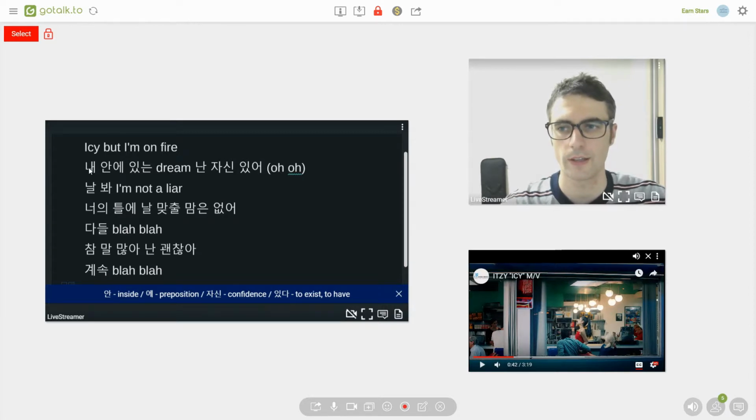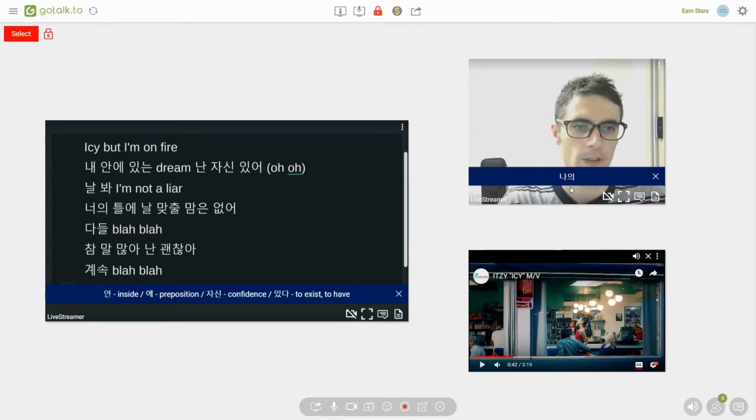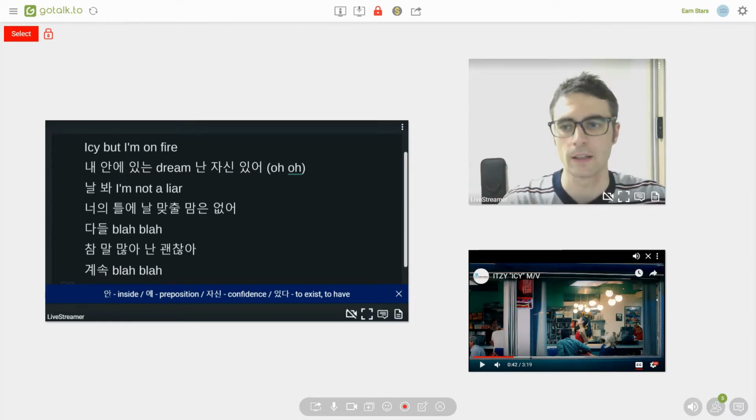Okay, the first word here, 내, this means my, and it's a shortening of 나의. So this is the original word, but usually in conversation people shorten it to 내. Then we have 안. 안 means inside somewhere. And then attached to 안, we have 에, which is a preposition used for location. And this is used a lot when something exists somewhere. And in this case, 내 안에 means inside me. Now, 있다 means to exist or have something. So I have a dream inside me.